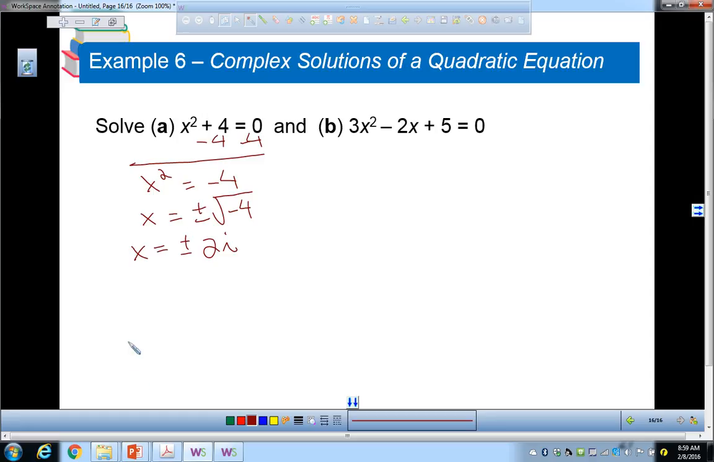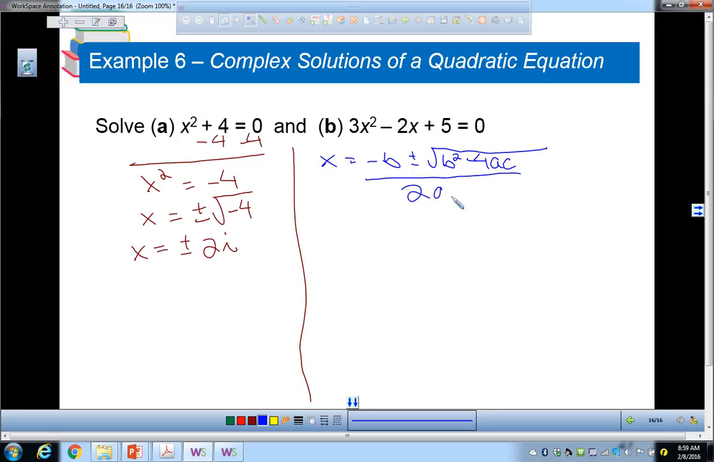Okay? If you solve a quadratic equation using the quadratic formula, which you have to remember, x equals negative b plus or minus the square root of b squared minus 4ac, over 2a. Okay? So this thing would not factor if you tried. Does it factor?